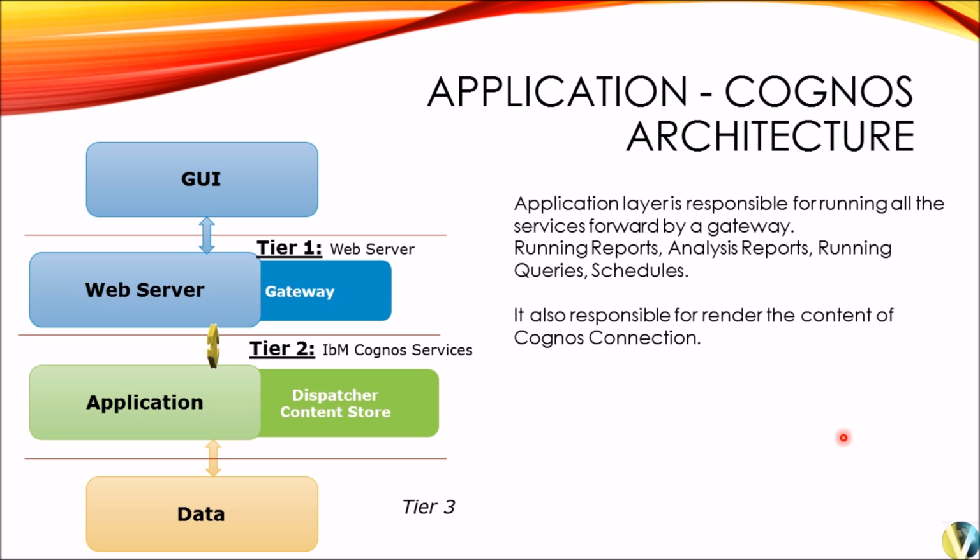The application layer is responsible for running all the services forward via gateway. It is also responsible for rendering the content of Cognos connection. So in brief, these are the roles and responsibilities of the Cognos application tier.